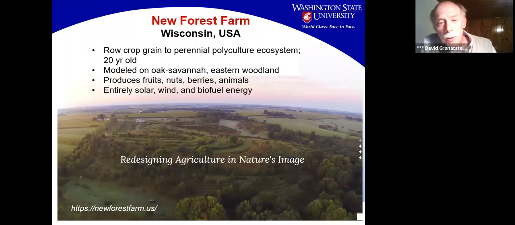So in some cases, people are taking this design thing and just running with it, trying some very, very radical changes. This is from Wisconsin, which was typically corn, soybeans, alfalfa, grains, and livestock. That's the typical crops we've introduced into what used to be an eastern woodland system. And this particular farm's trying to redesign it, drawing on some of the native plants, the native organisms that are out there, still producing fruit, nuts, berries, and animals, and trying to do it entirely with renewable energy.